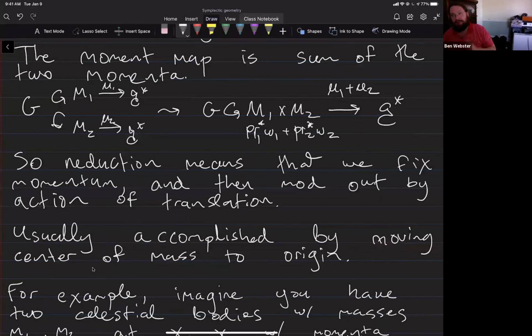And then I mod out by translation, which usually people would describe as moving the center of mass to the origin of the system. So what's happening here is the center of mass of the sun and the Earth satisfies Newton's equations on its own. It behaves like a point object. So if I look at how the center of mass changes over time, that just moves in a straight line with whatever the momentum is. So that's kind of a boring part of the mechanics, and I should just get rid of it.